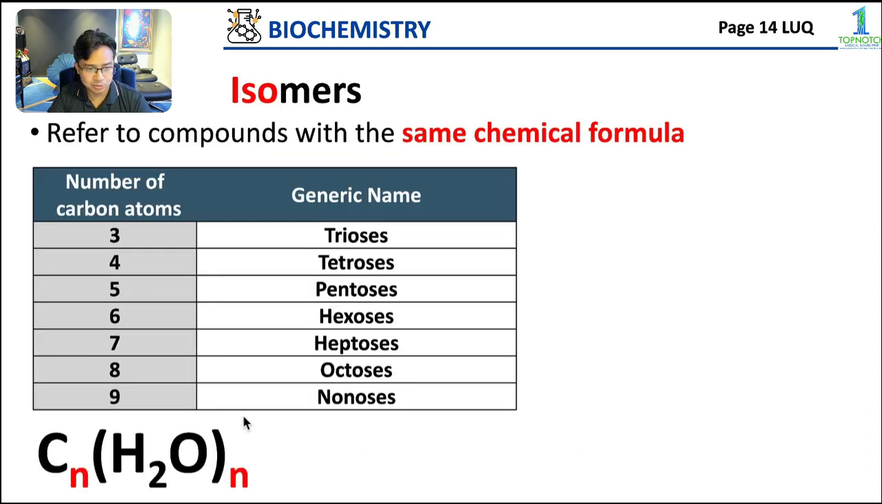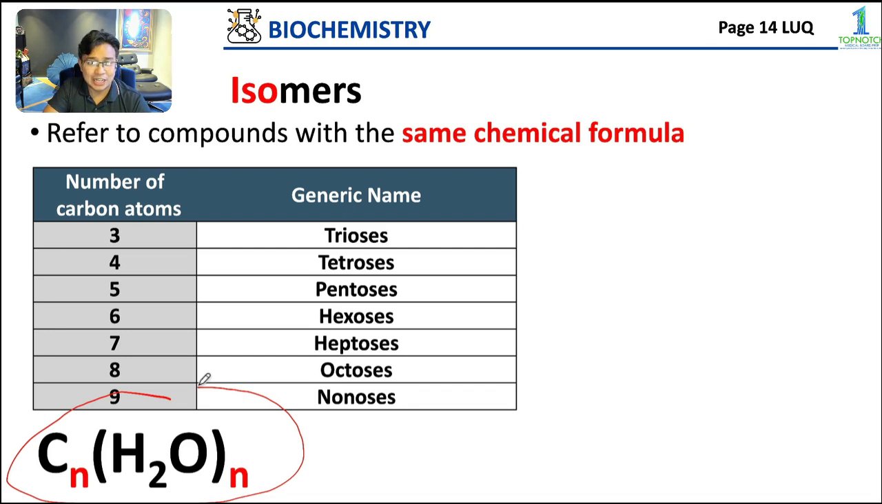Now, let's talk about isomers. Isomers refers to compounds having the same chemical formula. So, they can be trioses of different structures, pero pare-pareho sila ng ating empiric chemical formula. They still follow this formula of 1:1 na carbon and water.